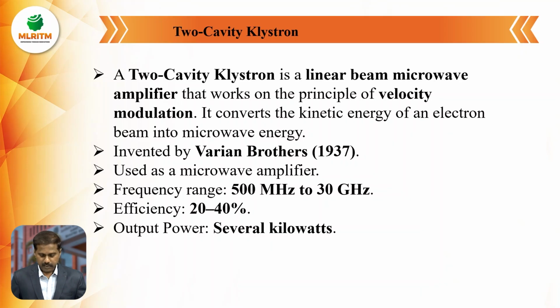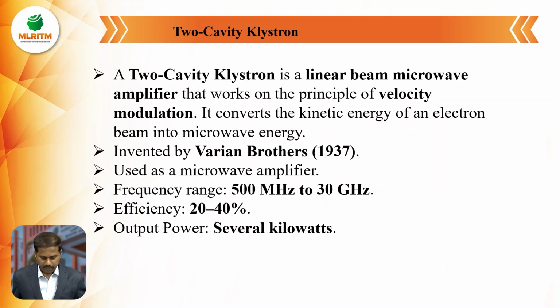A two-cavity Klystron is a linear beam microwave amplifier that works on the principle of velocity modulation. It converts the kinetic energy of an electron beam into microwave energy. This is the process of the two-cavity Klystron, and we'll explain its operation later.